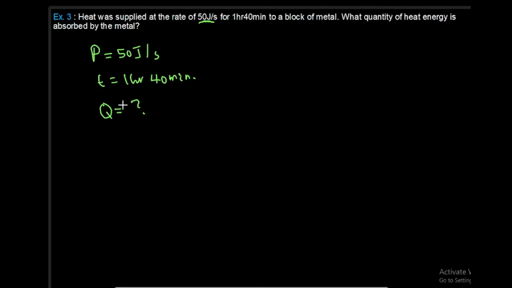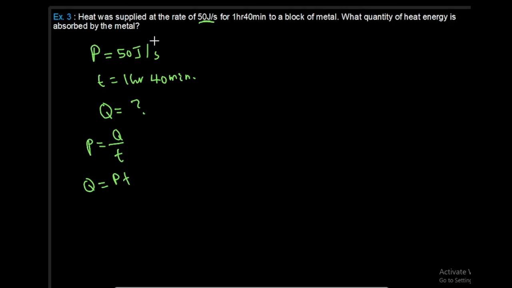Now, basically, all we need to understand here is power is the rate at which work is done or the rate at which energy is expended. And here the heat energy we have is heat energy. So basically, power is equal to quantity of heat energy all over time. This is also another very important equation. So if we want to get the quantity of heat energy, we say quantity of heat energy equals power times time.